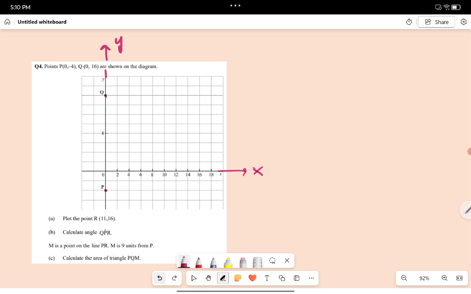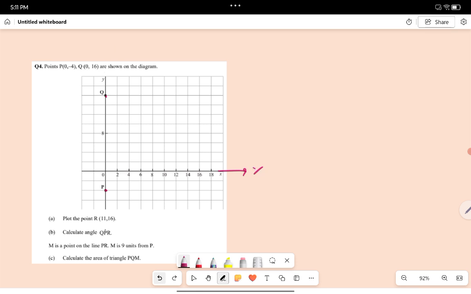So we've got P (0, -4). So we are indeed here and we go minus 4 there. Let's see if that makes sense, because Q is 16. So this is 8, right? Because here 8 is given. This is 8 as well. So this indeed is 16. And this is half of 8, you see, this distance. So this must indeed be negative 4. So this indeed makes sense. P is (0, -4), and Q is (0, 16).